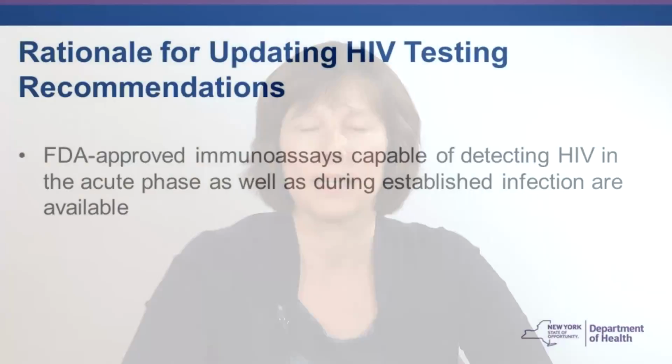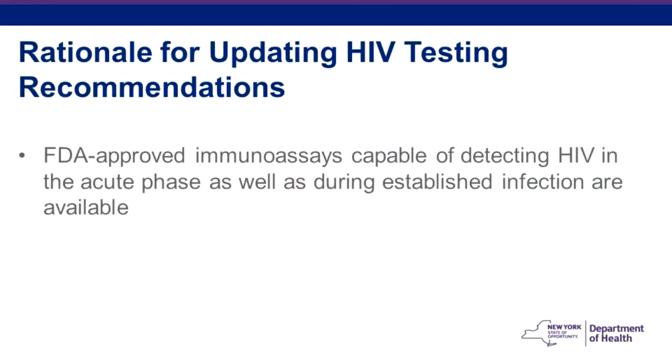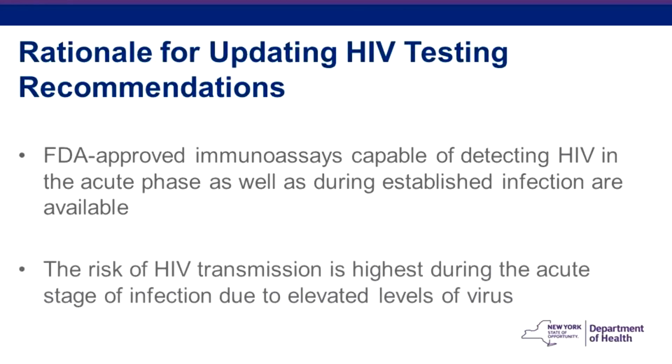In 2010, the first immunoassay capable of detecting both HIV-1 antigen and the HIV-1 and HIV-2 antibodies was approved by the FDA. These assays, known as fourth-generation HIV antigen antibody combo assays, gave us the ability to detect HIV infection during the acute phase before the body has produced antibodies. During the acute phase, the level of virus in the blood and body fluids is very high, and the risk of transmission is elevated.